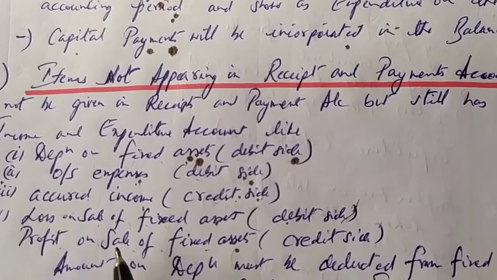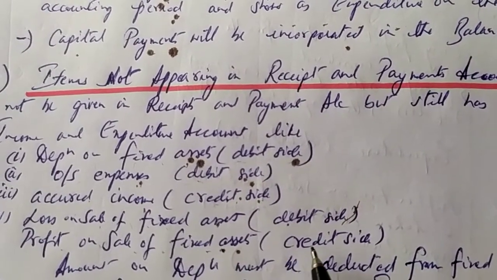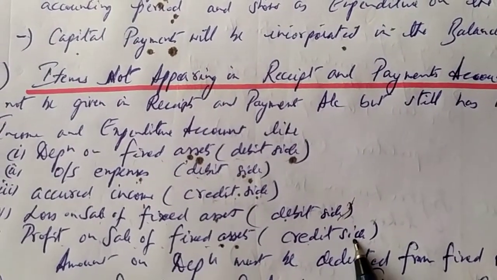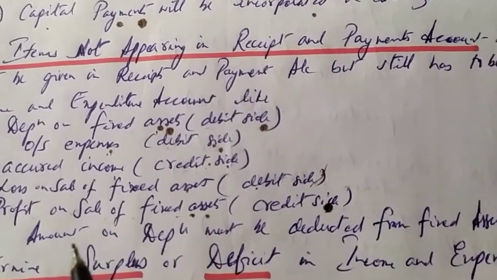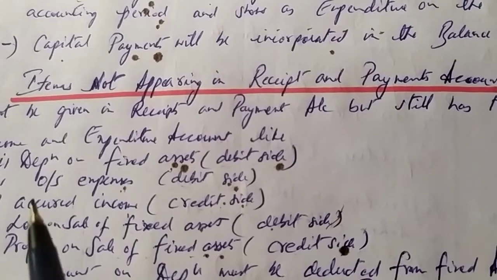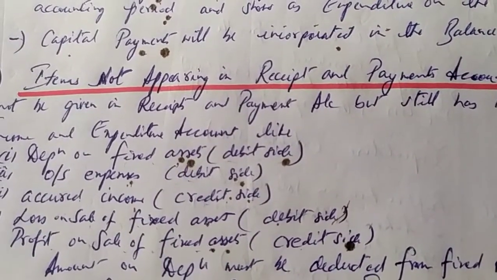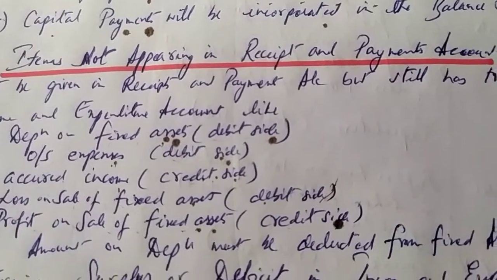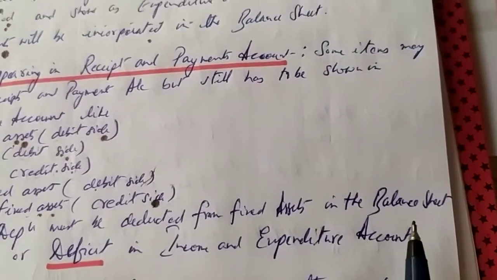Likewise, if there is profit on sale of any fixed asset, then that will be computed and taken to the credit side of the income and expenditure account. Credit side, that is the income side. And remember that whatever depreciation is charged on the fixed assets, the same amount of depreciation has to be also used in the balance sheet. When you prepare the balance sheet, the amount of depreciation has to be deducted from the fixed assets in the balance sheet.